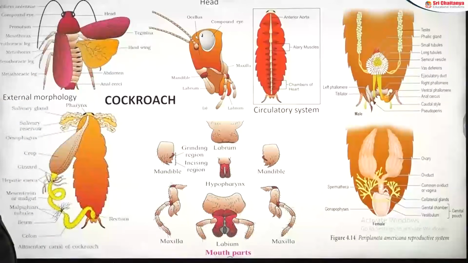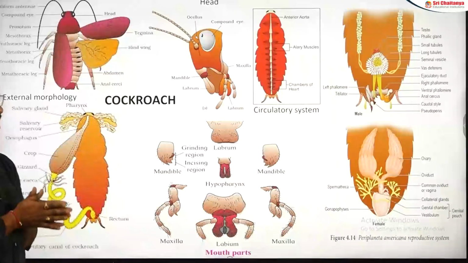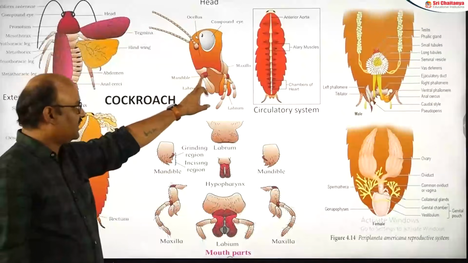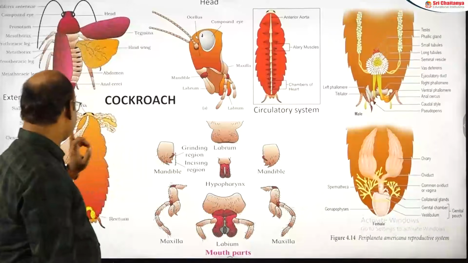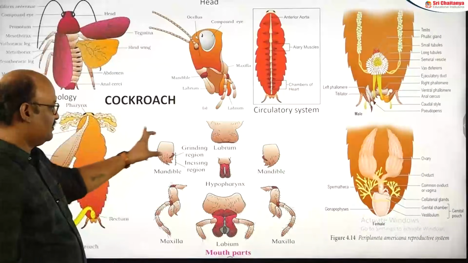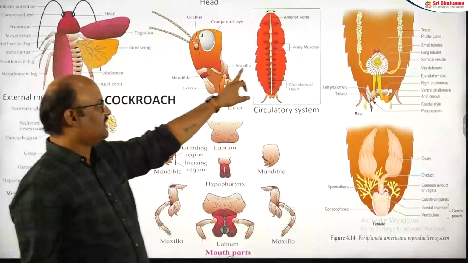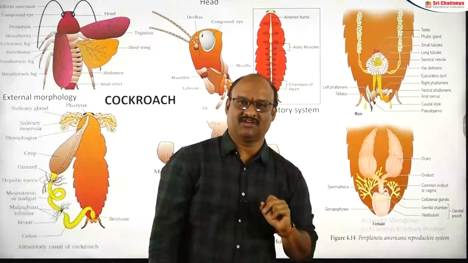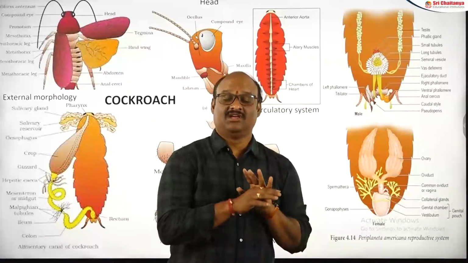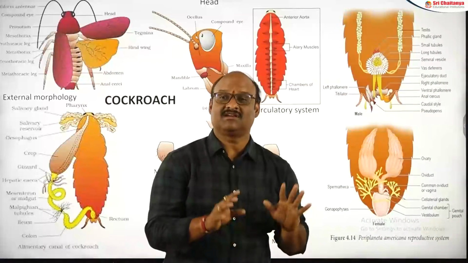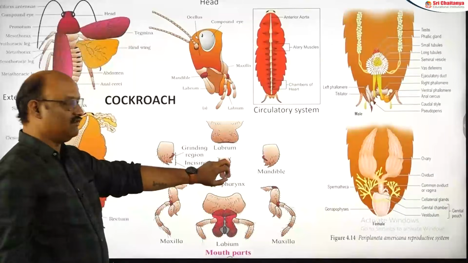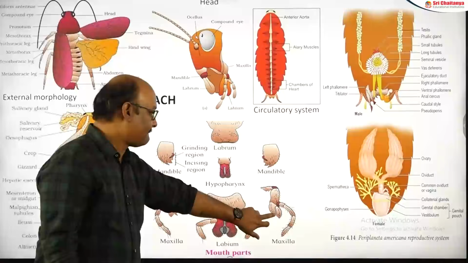Now these are all the diagrams which are present for the cockroach. Like you have an external morphology diagram and the head of the cockroach. Then the digestive system of the cockroach, the mouth parts of the cockroach, circulatory system of the cockroach, and male and female reproductive systems of the cockroach. These are the diagrams present here. Please go through the labelings of these particular diagrams. This is a very important thing in the NCERT. Don't miss out the diagrams, please.